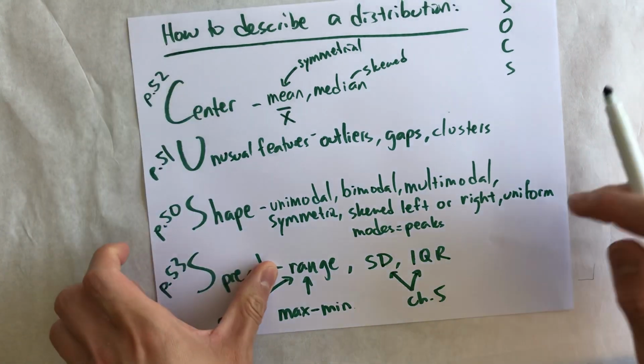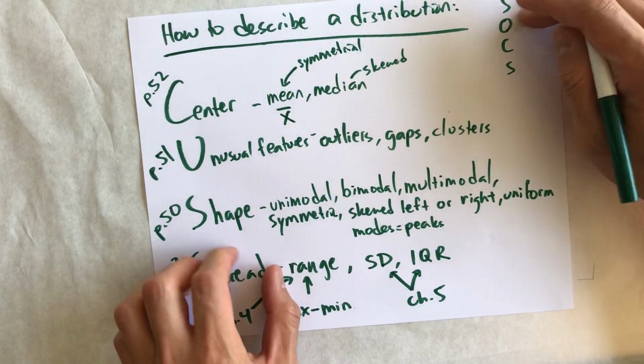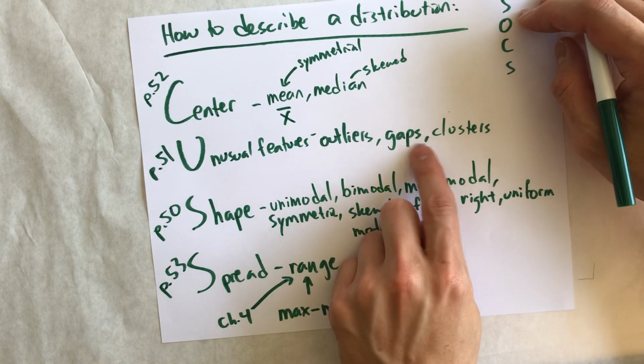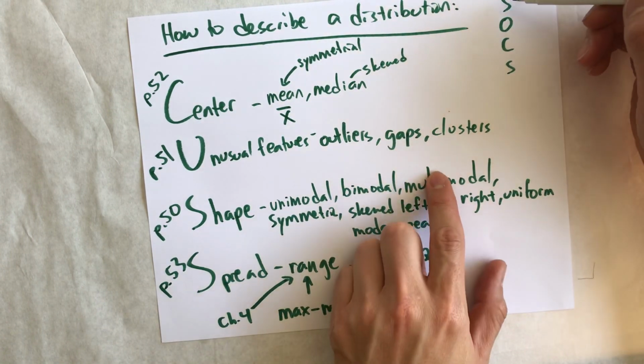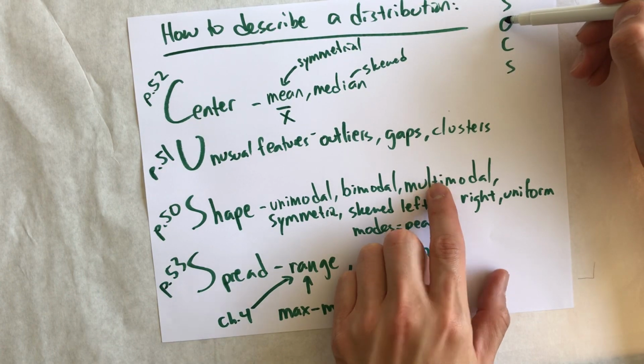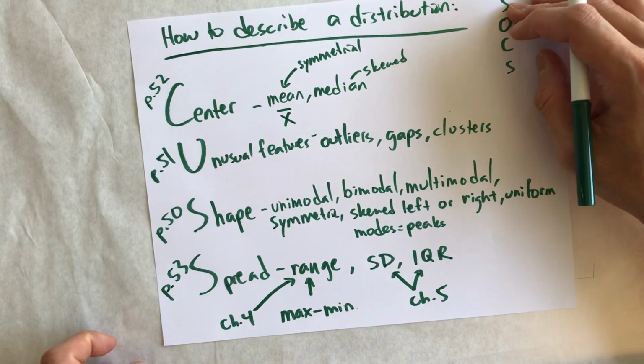All right. So the reason why I don't like SOCS is that O is just outliers. However, we need to talk about gaps and clusters too. So the S is the same, the C is the same, the S is the same right here. But instead of using O, I prefer U for CUSS.